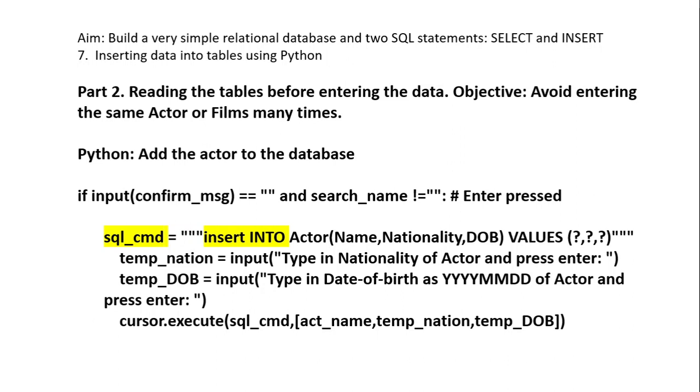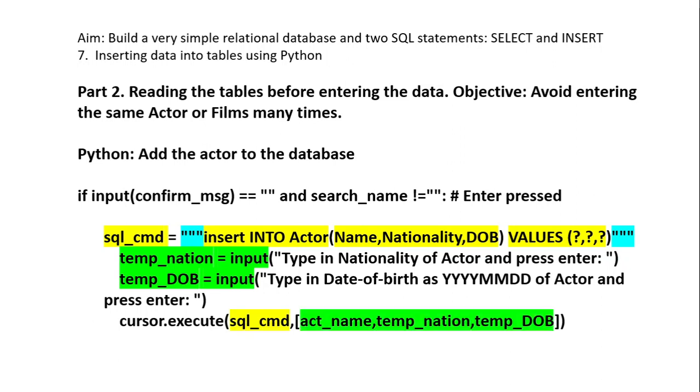If I decide to add that actor because I believe it to be a new actor, I'll build an SQL command, which is an insert. I'm going to insert it into the actor table and enter the name, the nationality, and date of birth. And for now, the values are just 3 question marks. And that SQL command has to be held within 3 double quotes. Then I prompt the user to type in the nationality of the actor and the date of birth of the actor.